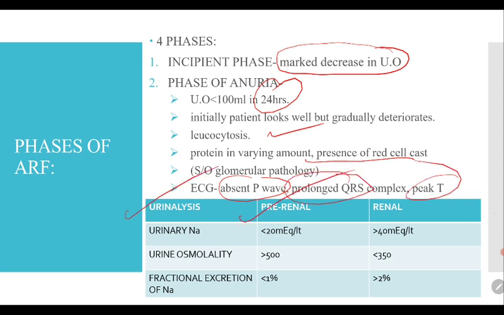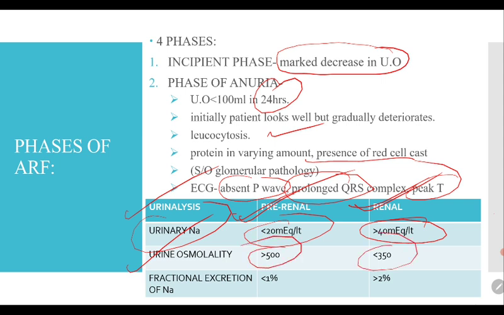How to differentiate pre-renal AKI versus renal AKI? Very important points. In pre-renal AKI, the tubule is fine, everything is fine, so urinary sodium excretion is normal, less than 20 mEq per liter. If it is renal, there is a tubular reabsorption defect, so more sodium comes into the urine, more than 40 per liter. Urine osmolality: in pre-renal AKI there is dehydration, so osmolality is increased, more than 500, and in renal it is less than 350. Fractional excretion of sodium is less than 1% in pre-renal and more than 2% in renal.